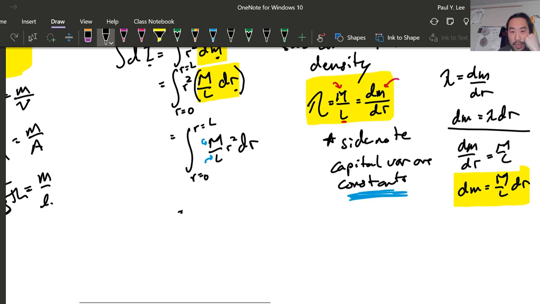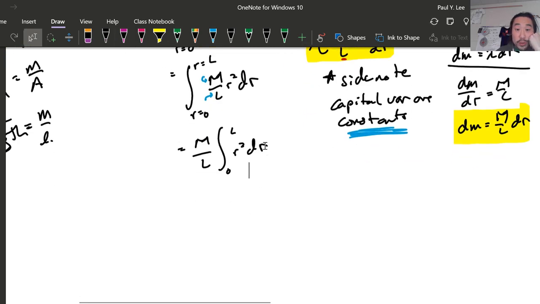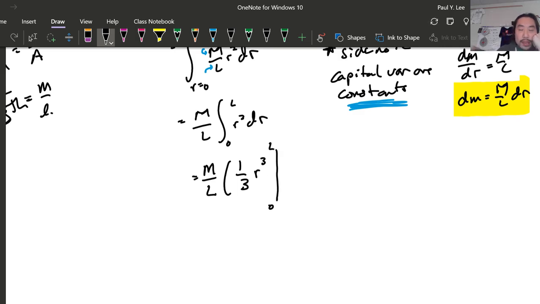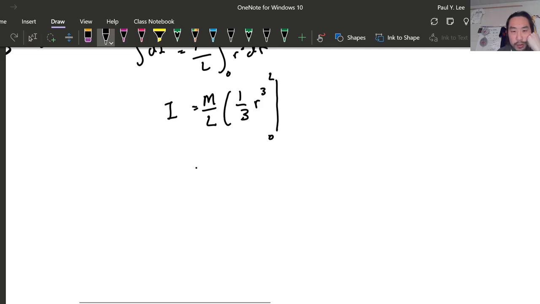So this scary looking integral actually becomes a lot less scary because, hey, look, all we're doing is integrating r squared with respect to dr. So if we're integrating r squared with respect to dr, we will get capital M over L, okay? And then we will get 1/3 r cubed, where our bounds are from 0 to L. And by the way, the left-hand side, right, if we're integrating the I, this is just giving us the rotational inertia I, right?